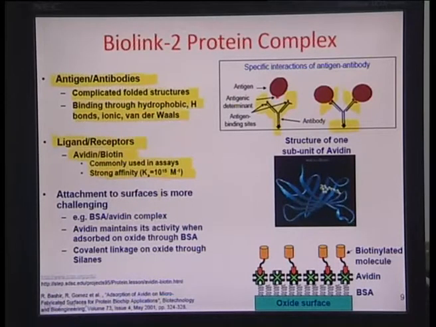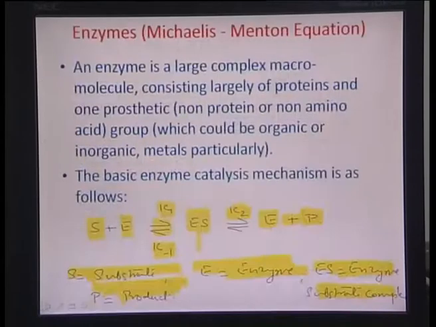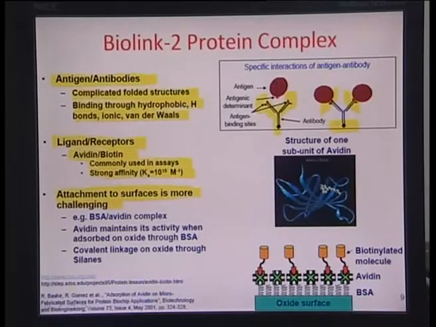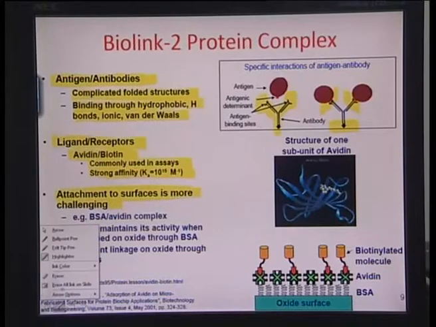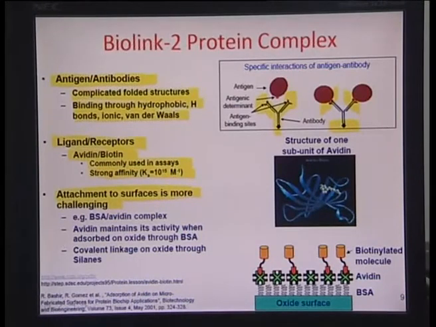Another very interesting mechanism is how you can attach these antibodies, etcetera, to surfaces using the BSA avidin complex. This is very important to describe, as you can see here in this particular figure. Essentially, there is a silicon dioxide surface, and this right here, as you can see, is the oxide surface.